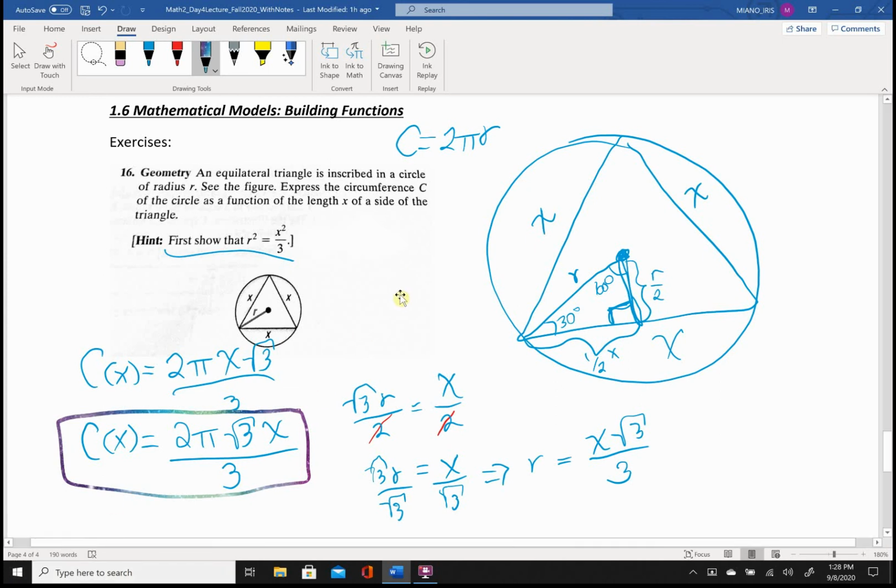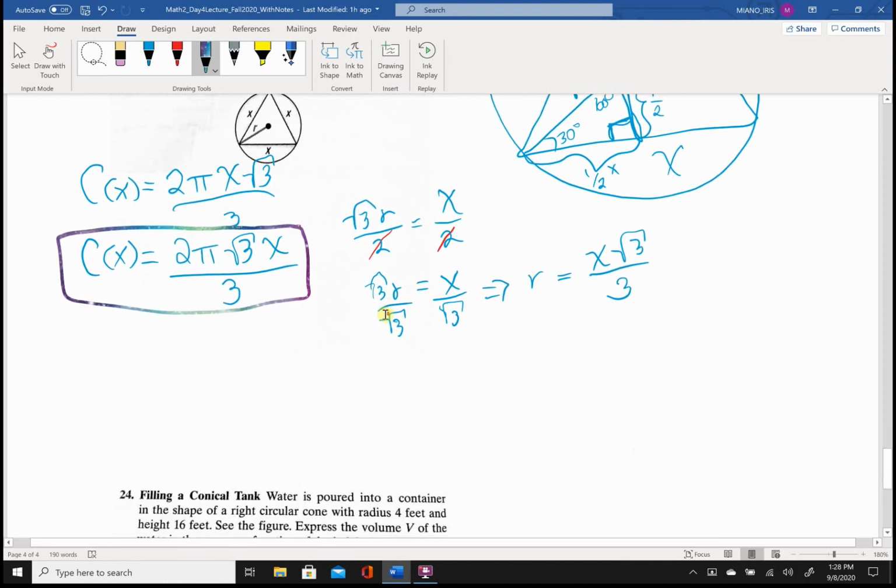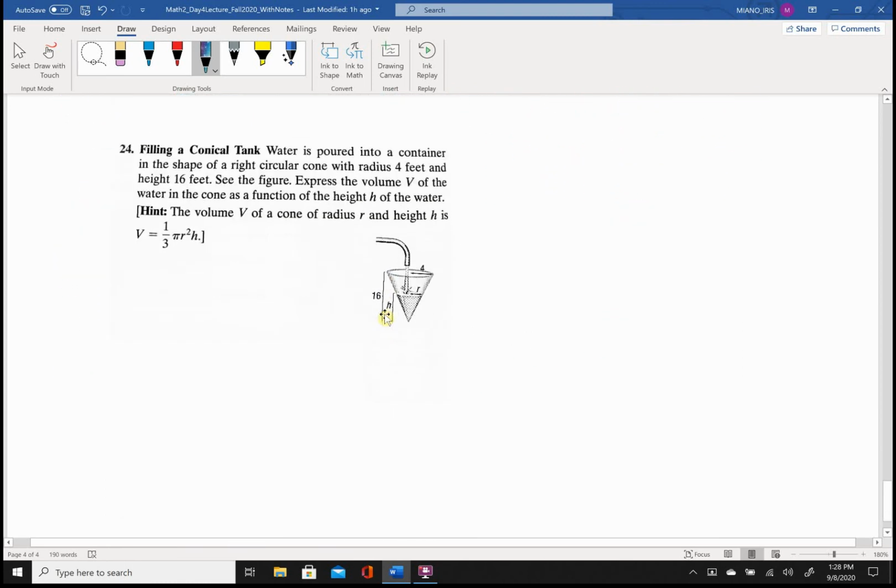Okay, so maybe a little bit different than what you might have done if you were looking at this from another perspective here. But here's one way to do it. Okay, one last problem, and then we'll be done with lecture.